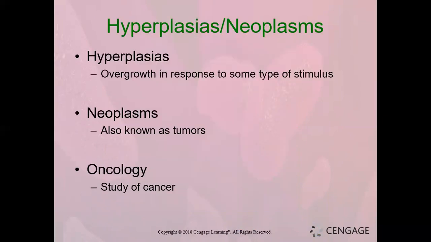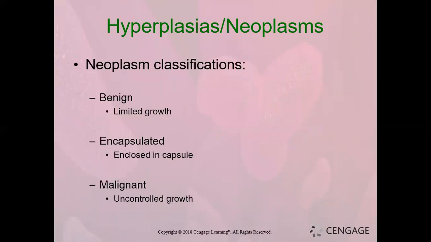Okay, so let's talk a little bit about hyperplasias and neoplasms. Hyperplasias are just an overgrowth in response to some sort of stimulus. Neoplasms are also known as tumors, and oncology is the study of cancer. We will get into this a lot later in another chapter, and so I'm not going to cover it too in depth. There are different classifications of neoplasms.